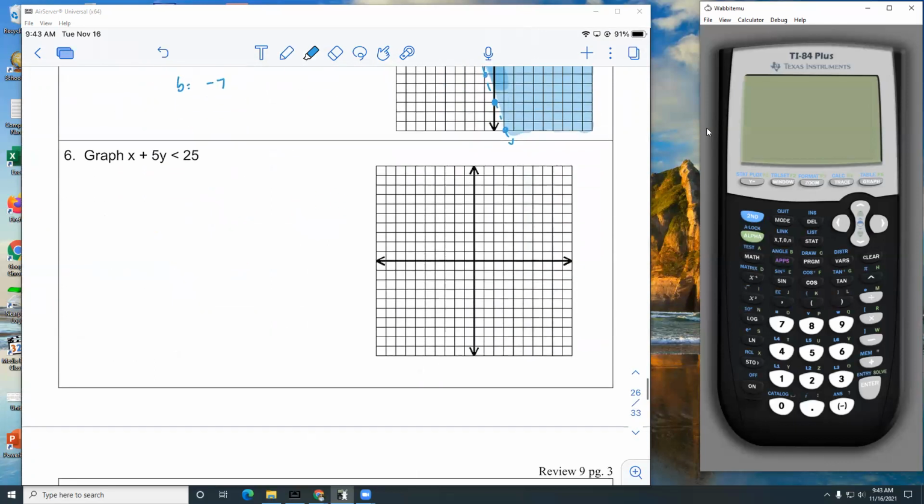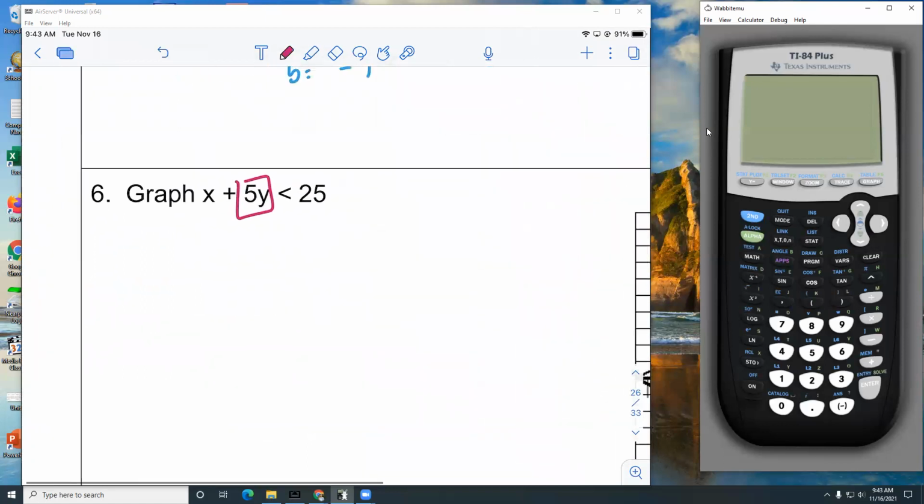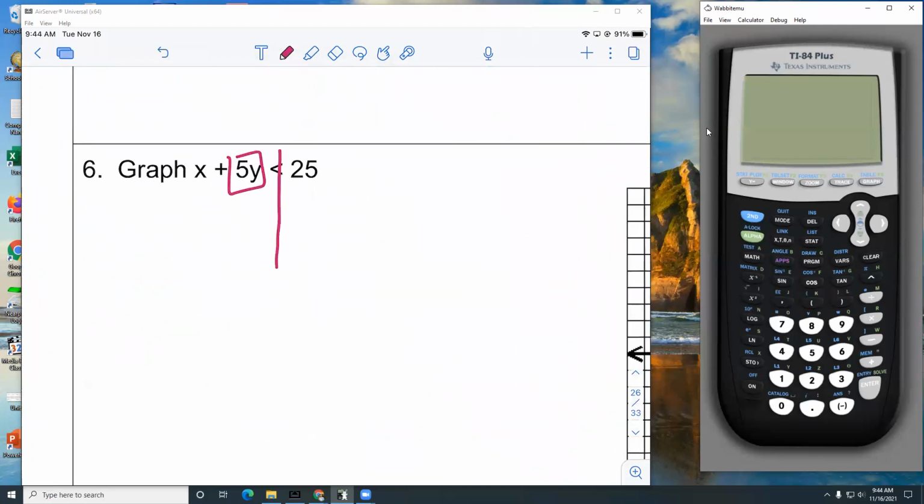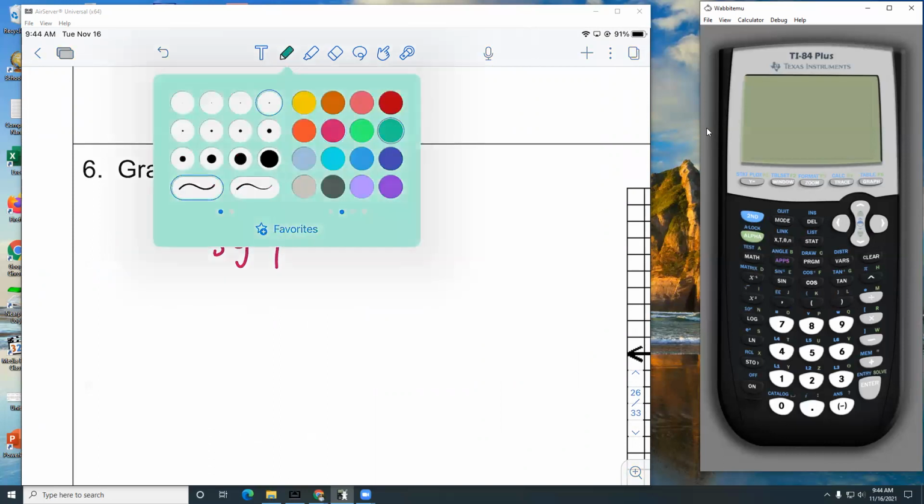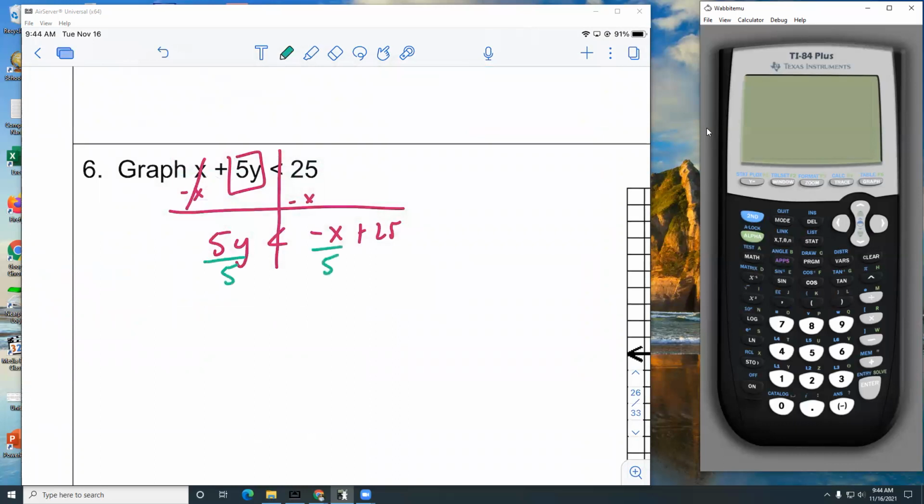All right, do the same thing for number 6. Let's box that 5y. And I'm going to subtract the x from both sides. So I get 5y is less than negative x plus 25. And then my last step is to divide both sides by 5. So I get y is less than negative x divided by 5. Again, in front of that x is a 1, negative 1 divided by 5. So that's negative 1 over 5x plus 5, because 5 is 25 divided by 5.